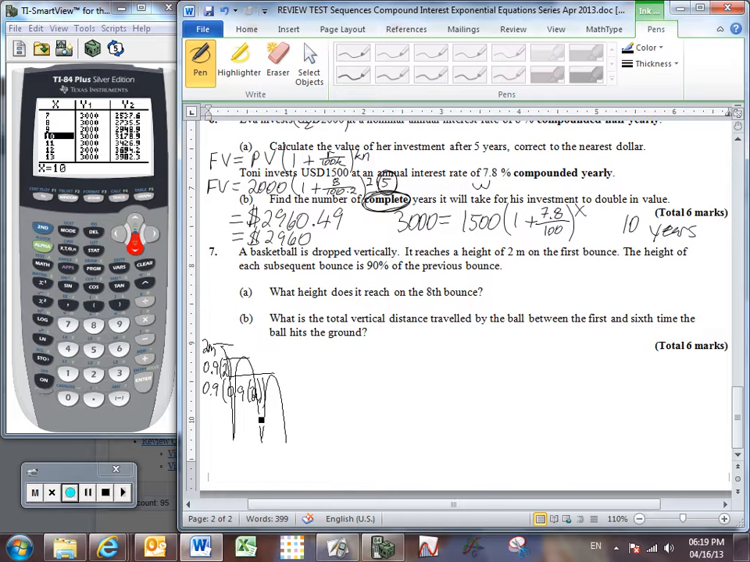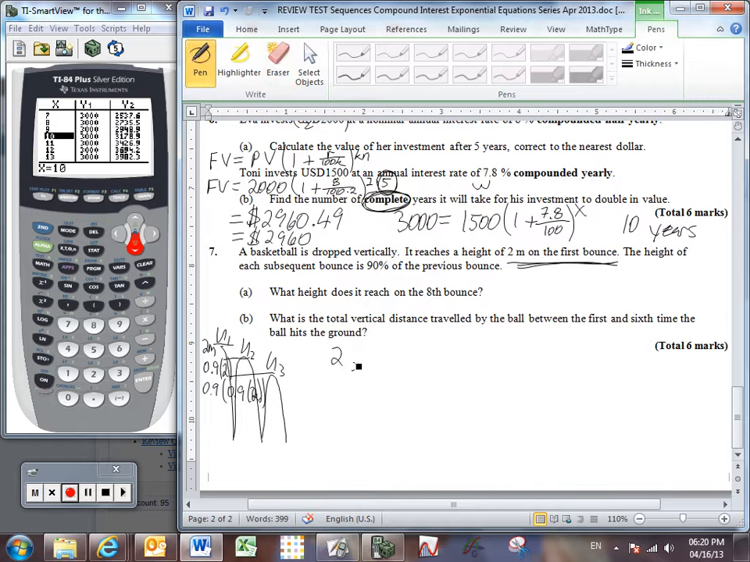Well, let's just analyze our terms. On the first bounce, it has gone to a height of 0.9 times 2. That equals 1.8. Right? There's my first term, my first bounce. Oh, hey, just a second. I'm just reading this again. It reaches a height of 2 meters on the first bounce. So this right here is your first bounce. That's your second bounce. That's your third bounce. Sorry about that. That means then that our U1, very first term, is 2.